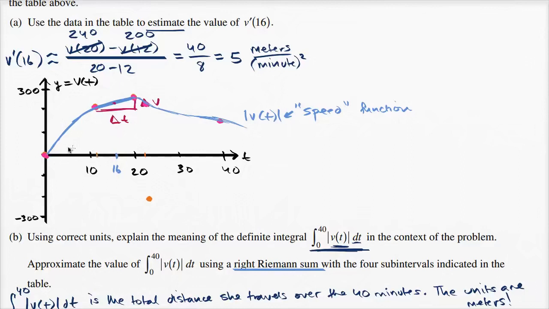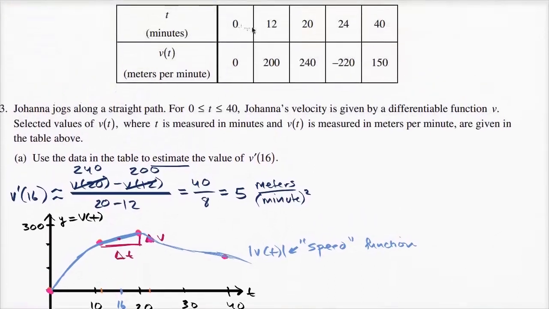So one interval goes from 0 to t equals 12. We see that there. The other interval goes from 12 to 20. The next interval goes from 20 to 24. The next interval goes from 24 to 40. And if the whole notion of a Riemann sum is completely foreign to you, I encourage you to watch the videos on Khan Academy on Riemann sums.